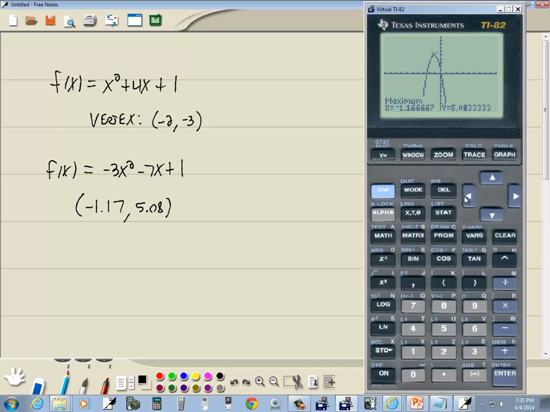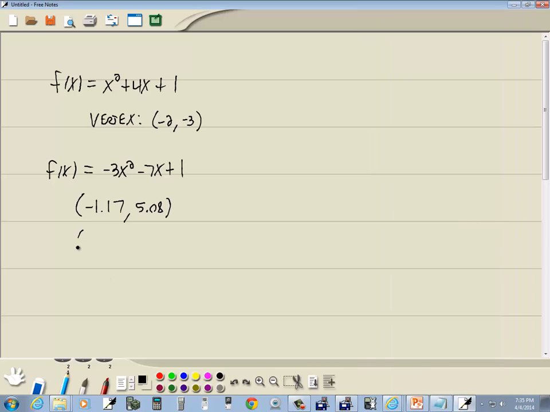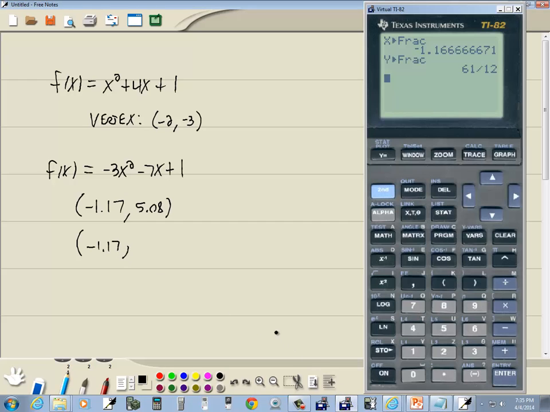Let's try to change these to fractions and see if they'll change. So I'm going to do a second mode, exit out. To change my x value to a fraction, I do my x key, math, enter. Now that doesn't change. Well, let's try to change our y. We have to press alpha. Where's y at? Y is right here. And then we do math, enter. Now that one changes. I'm a little disappointed the first one wouldn't change for us. 61/12.